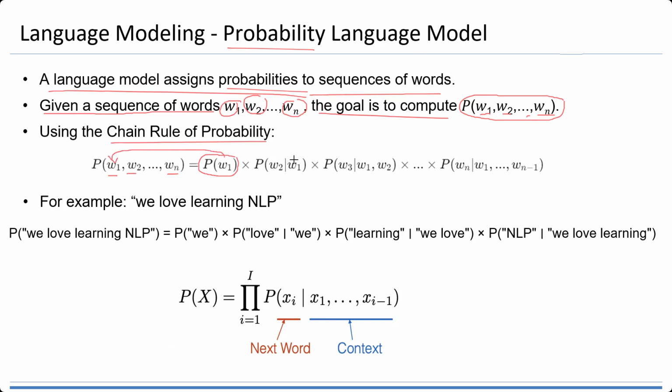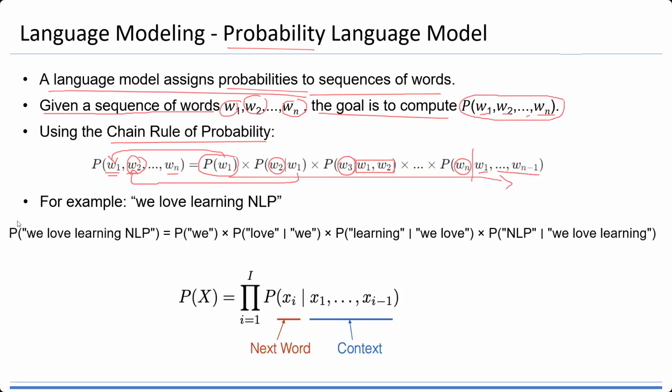And then I want to know the probability of word 2 given word 1. So I want to know the probability that the next word is word 2 given W1. And I want to know the probability of W3, or the word number 3, given the word 1 and so on, until we check the probability of the word N given the words from W1 until WN minus 1.